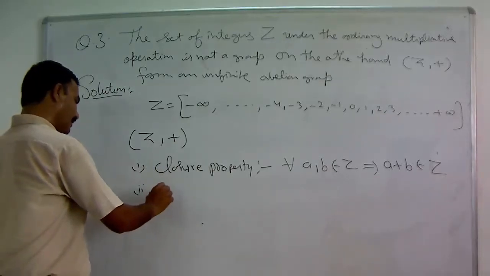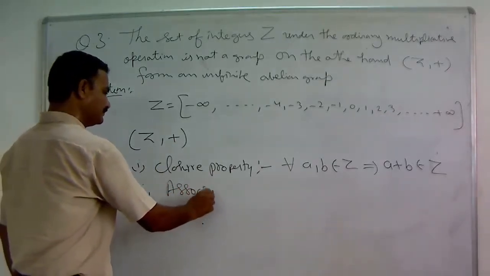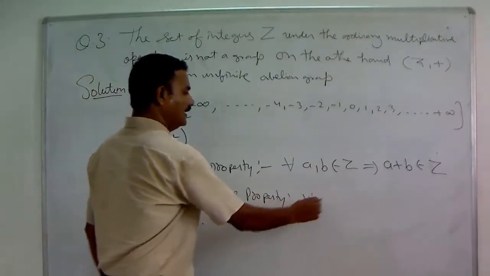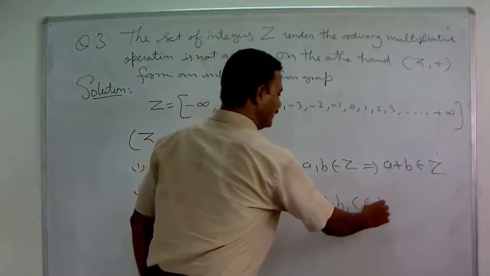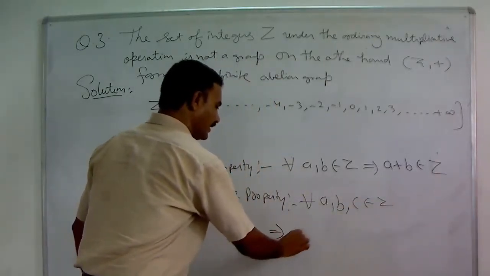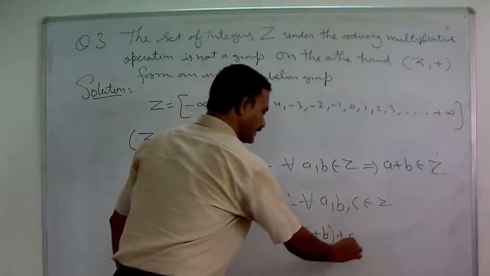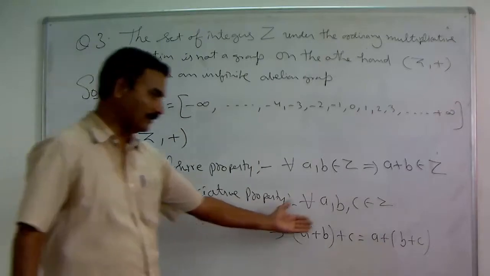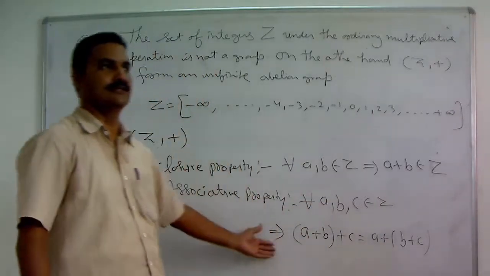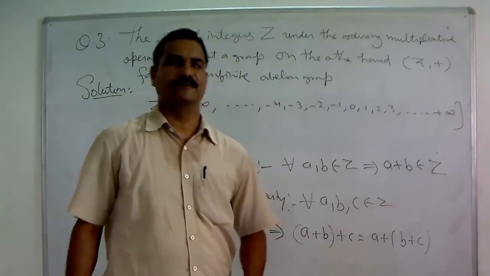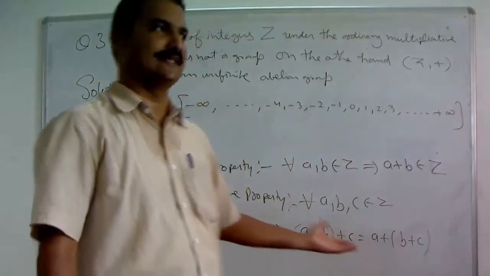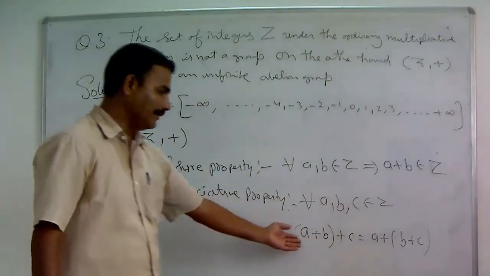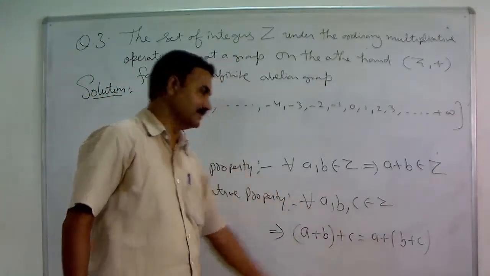At the same time, associative property. For associative property, for any three members a, b, c which belong to Z, we have (a plus b) plus c is equal to a plus (b plus c). And this is true for any three members of Z, because Z is a subset of the set of real numbers, and the set of real numbers always possesses the associative property for multiplication as well as addition. So (a plus b) plus c is equal to a plus (b plus c).